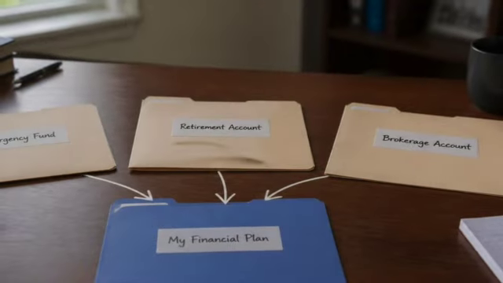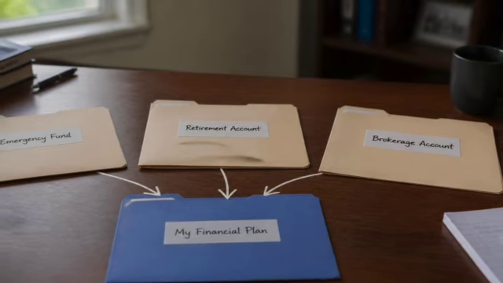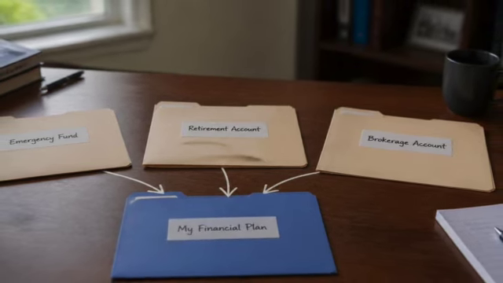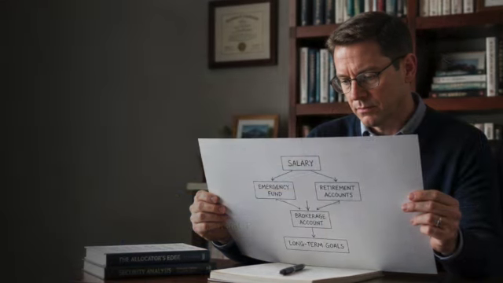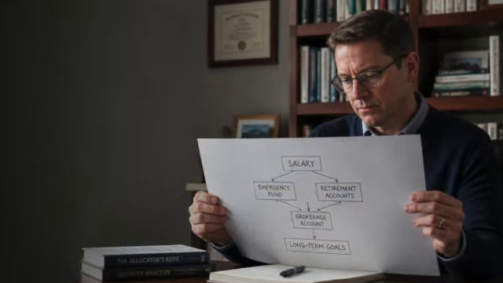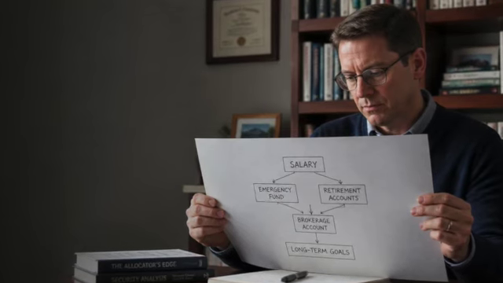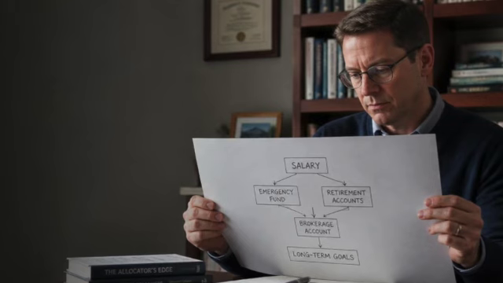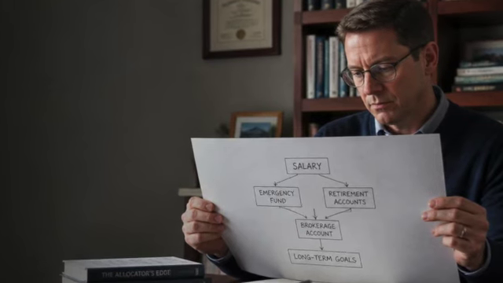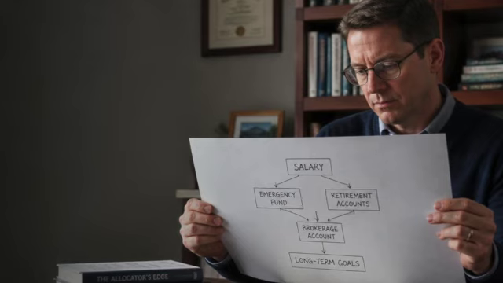One final point. Many people think about their retirement account, their brokerage account, and their savings account as completely separate. Instead, try thinking of them as one financial system. Your emergency fund provides stability. Your retirement account builds long-term wealth. Your brokerage account gives you additional flexibility once your tax-advantaged accounts are fully funded. Together, they make up your financial life.